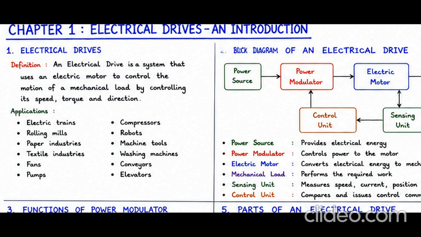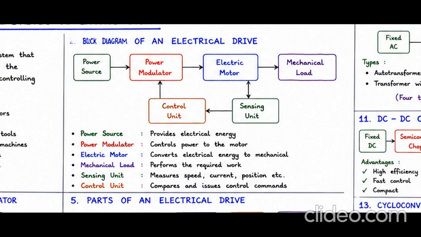Now let us look into the block diagram of an electrical drive. Now let us understand the overall structure of an electrical drive. Don't worry, this block diagram may look complicated initially, but it is very simple. We begin with the power source. This supplies electrical power to the entire system. Next comes the power modulator. This is one of the important components of the drive. Instead of supplying power directly to the motor, we first process the power. The power modulator controls the voltage, current, and frequency supplied to the motor according to the requirement.